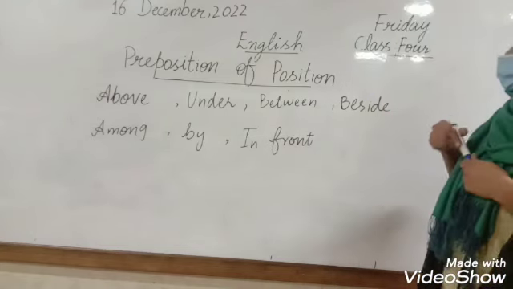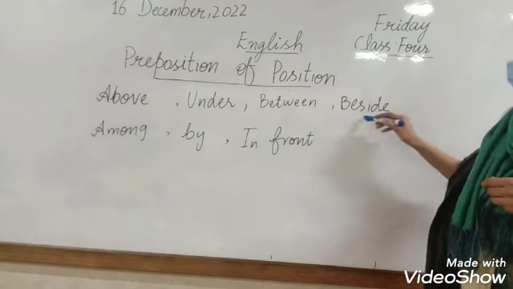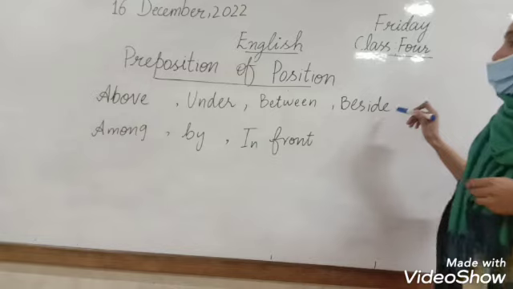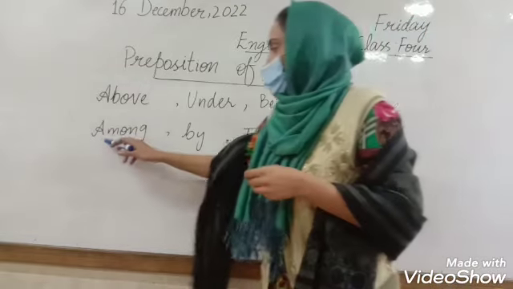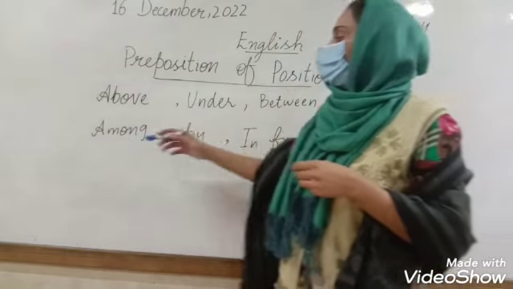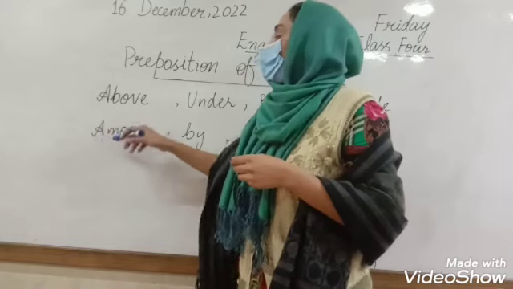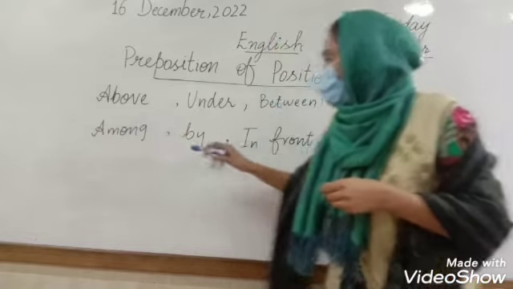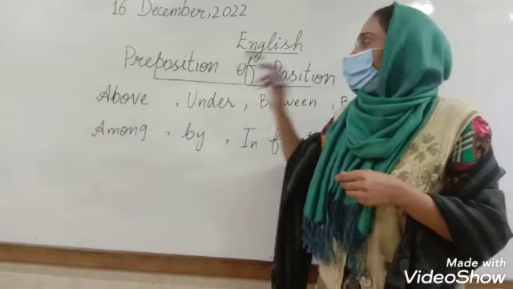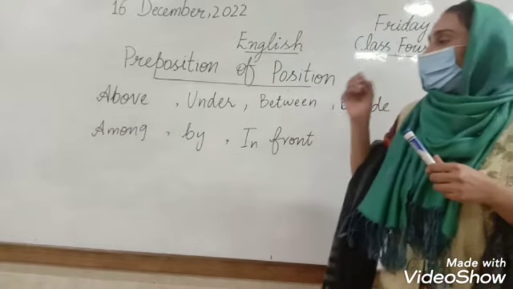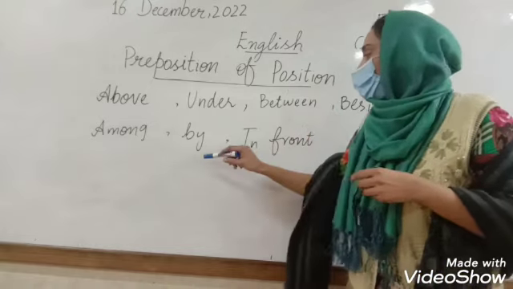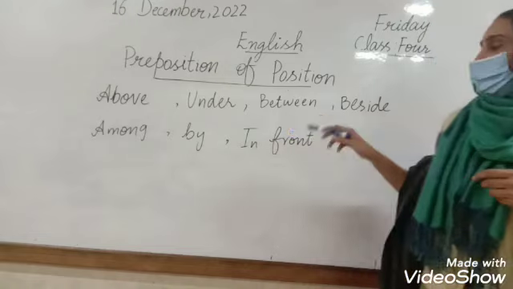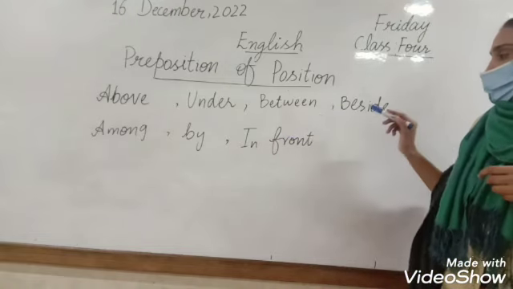Beside is used when someone or something is just next and close to anything else. Among is used when there is something in the middle of all the similar things grouped in the form of a group. By is used when there is something just near and close to anything else. In front is used when someone or something is facing anything else.